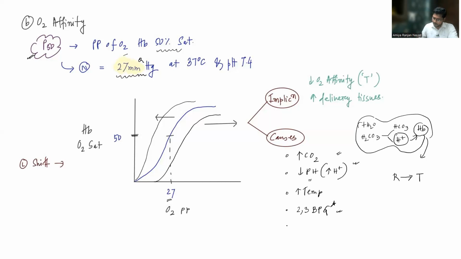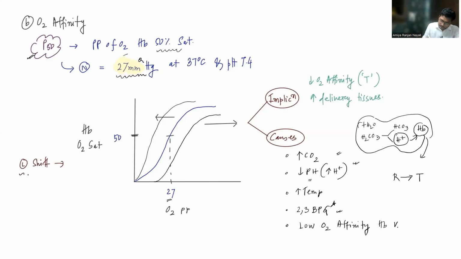Similarly, there are certain other factors like low oxygen affinity hemoglobin variants. There are certain variants of hemoglobin which have an inherent property of low oxygen affinity, and that can also cause shifting of the curve towards the right.